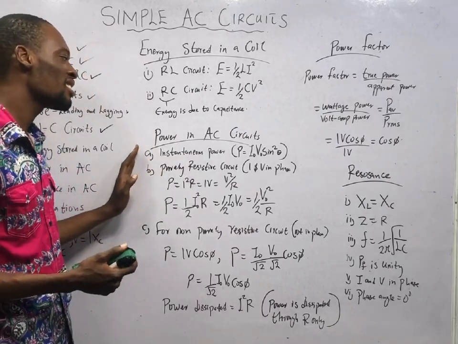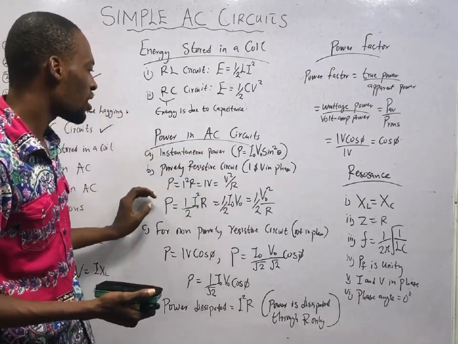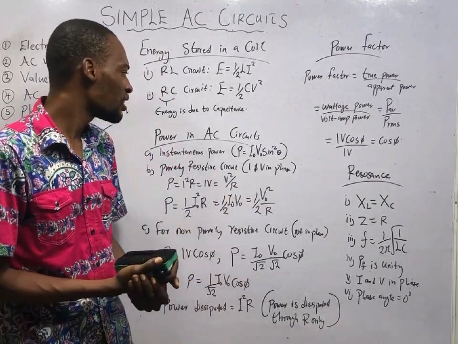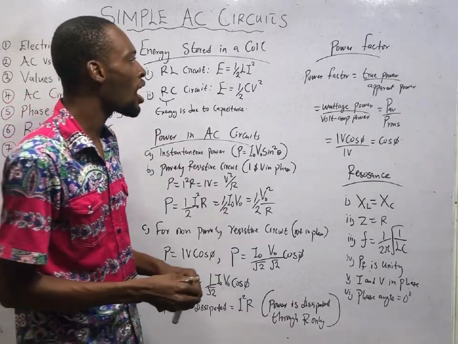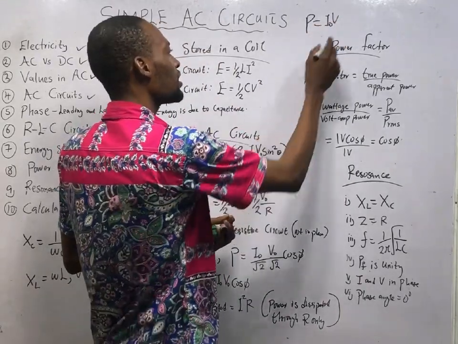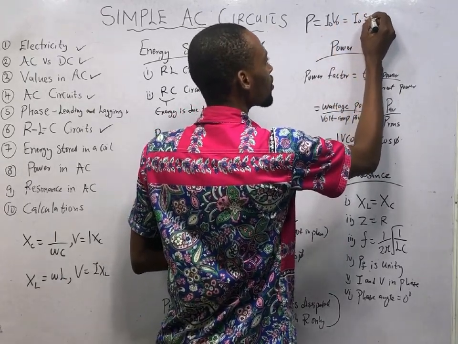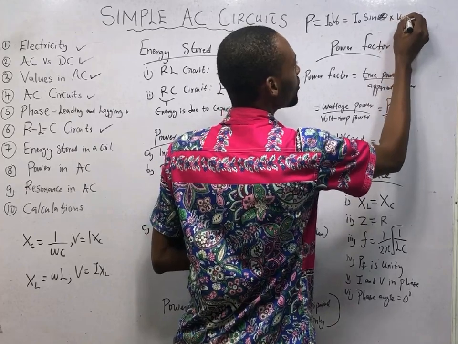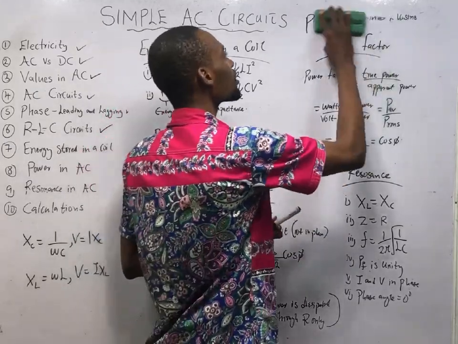Now, power stored in AC circuits. Power in AC circuits can either be instantaneous power, for a purely resistive circuit, or for non-purely resistive circuits. Now, instantaneous power in AC circuit is I naught V naught sine squared theta. Remember, power P is equals IV. The I here is the peak value of current. The V here is the peak value of voltage. This is simply I naught sine omega t, or I naught sine theta, times V naught sine theta. So once you multiply, you should get I naught V naught sine squared theta.